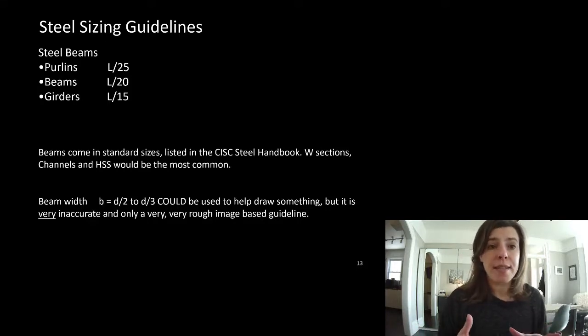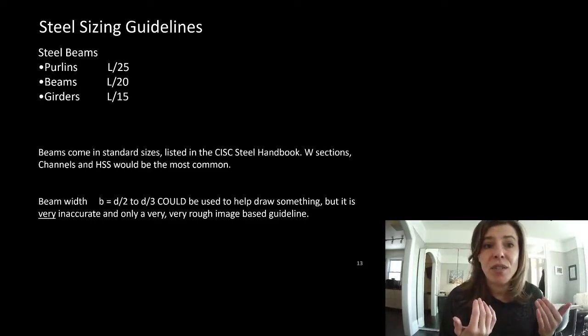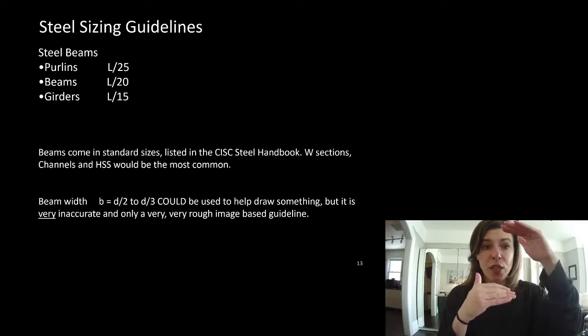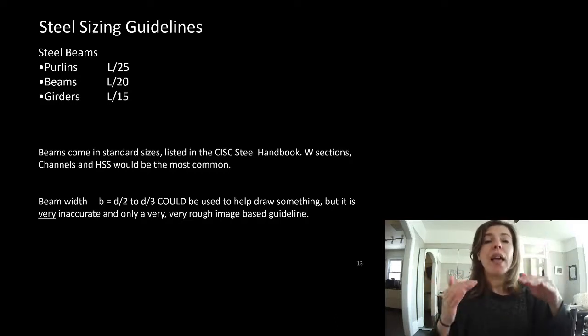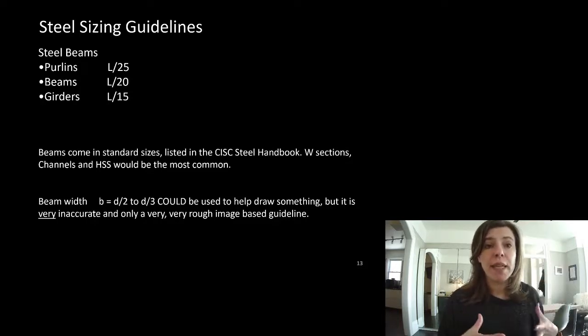And the reason is, the purlins are going to give us the most shallow thing because they're doing the easiest job. Beams, the sizing guidelines are going to give us a mid-range depth, which is pretty normal. And a girder sizing guideline is going to give us a deeper criteria because we want to make sure we leave room for the fact that it is doing extra work in some way.